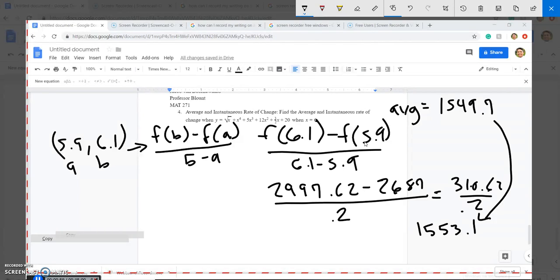Okay? And so this is our instantaneous rate of change right here. All right. And this is our average. Okay? And that will conclude my presentation.